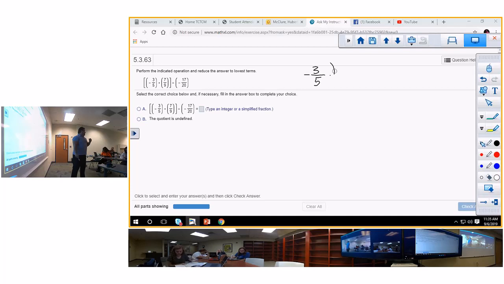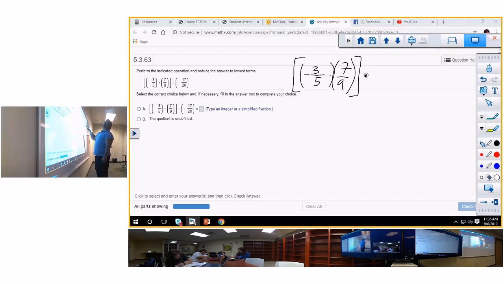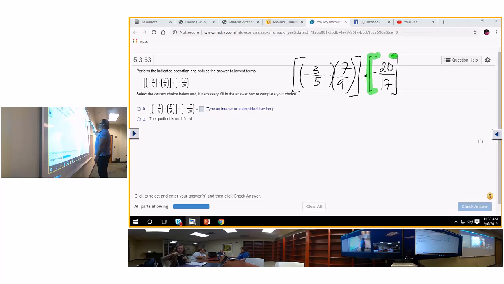No, I'm just kidding. But you will see a lot of these. Okay? Parentheses, 7/9, parentheses, and I'm going to put that in brackets. But do we divide by fractions? No. We multiply by the what? So I'm going to multiply by negative 20 over what? 17. Now I'm going to highlight this because I want you to make sure you take it in your notes that I flipped this and multiplied before we even started the problem.